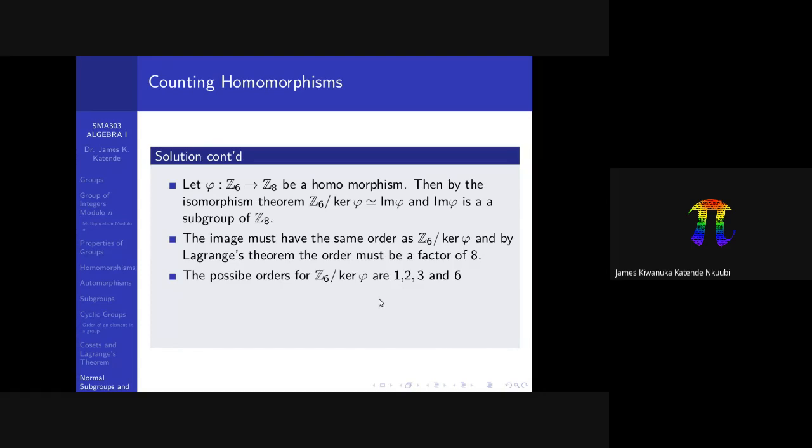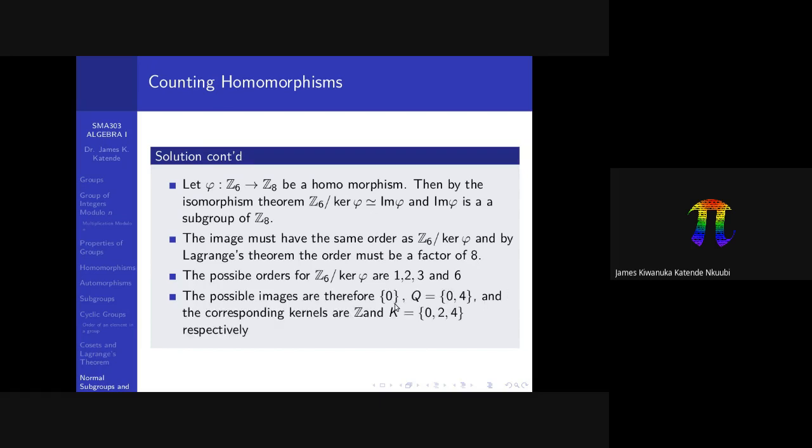So we have the other subgroup, which consists of 0, 2, and 4. The index of that subgroup, which consists of only 0, 2, and 4, will be 2. But 2 is a factor of 8. So that subgroup 0, 2, and 4 can actually be a kernel.